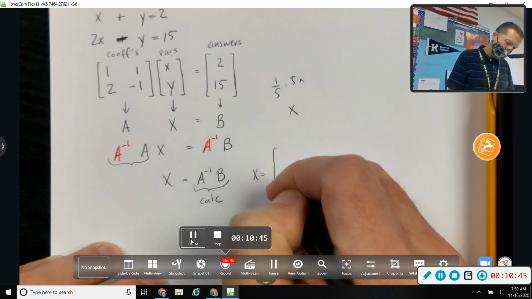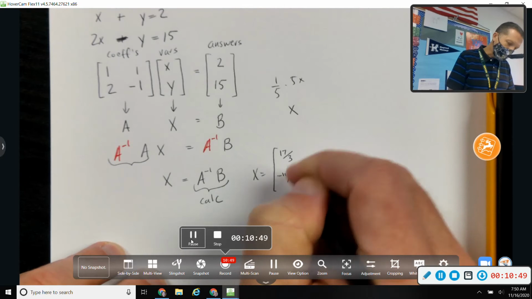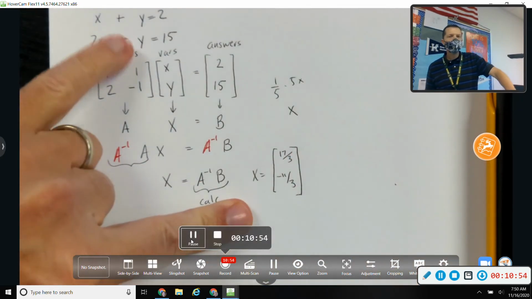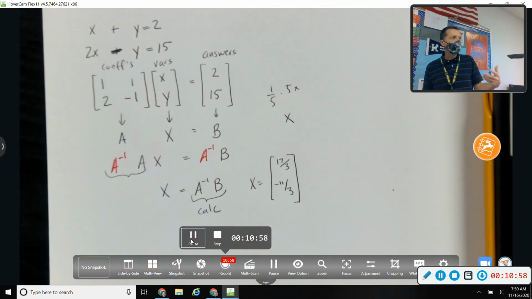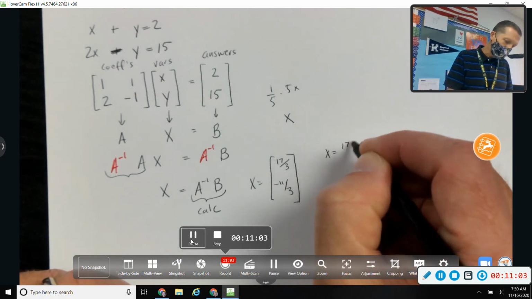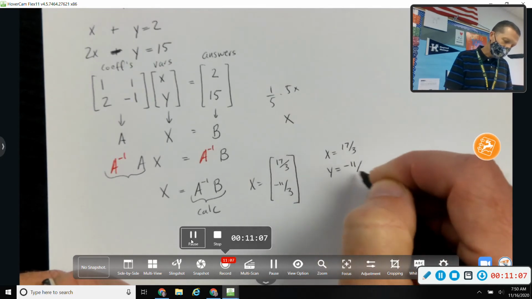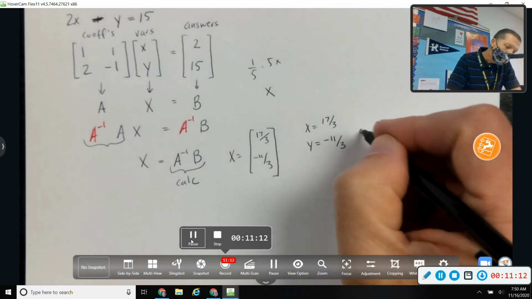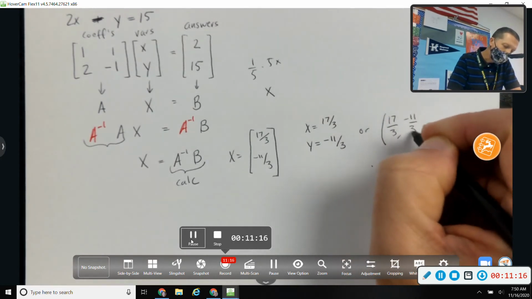Now, I don't want your answer as a matrix, okay? This did not start as a matrix problem. It started as a system of equations problem. So I want your answer to be X comma Y. So you can do two possible answers. You can tell me that X is 17 thirds and Y is negative 11 thirds, or you could do an ordered pair type answer, because we know that that means X comma Y.